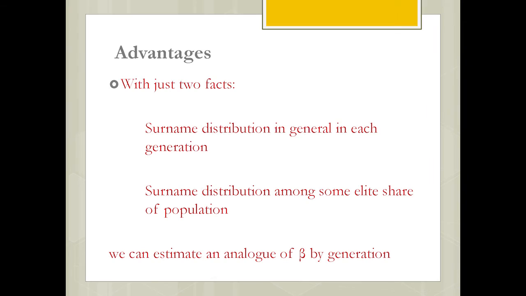And so what's the advantage of these surname methods? It turns out that you just need to know two facts about any society. The first is, what's the surname distribution in general in each generation? And the second is, what's the surname distribution amongst some elite share of the population? And if we know that for each generation in a society, we can estimate the implied rate of social mobility within the society. And so what I'm going to do is show you an example of this in England.